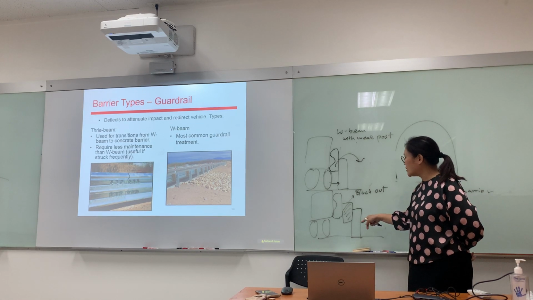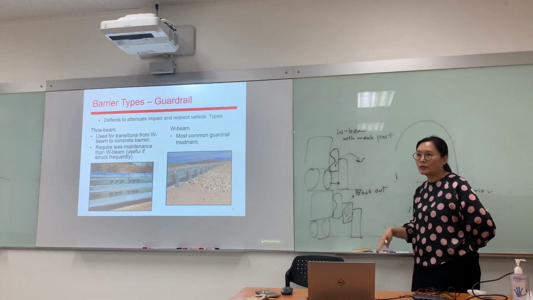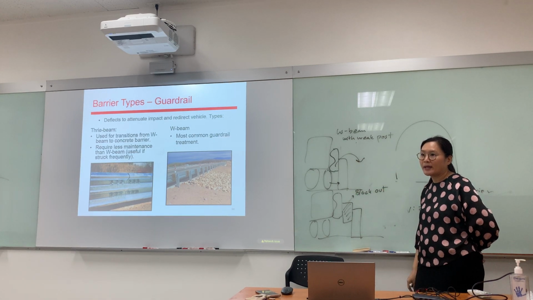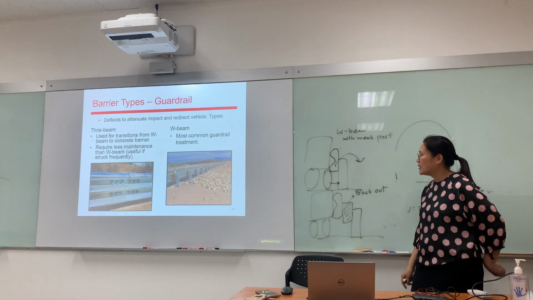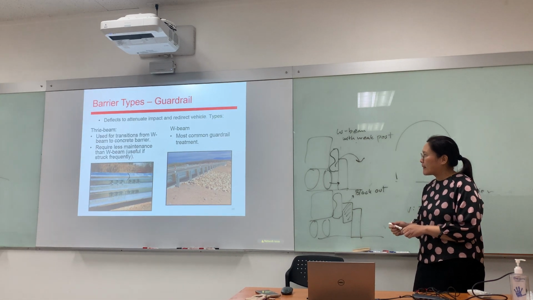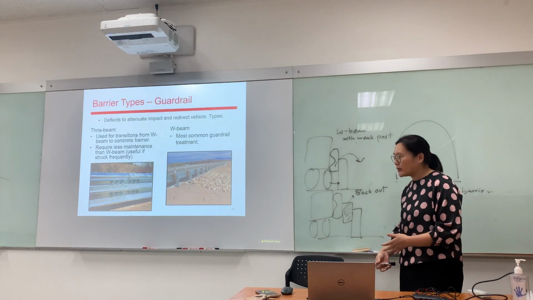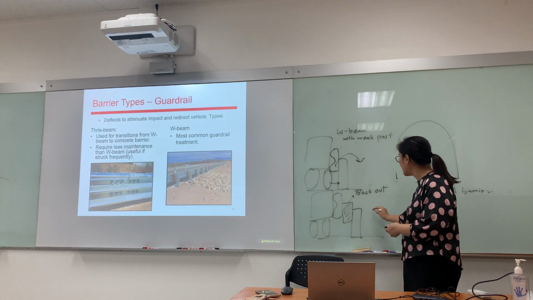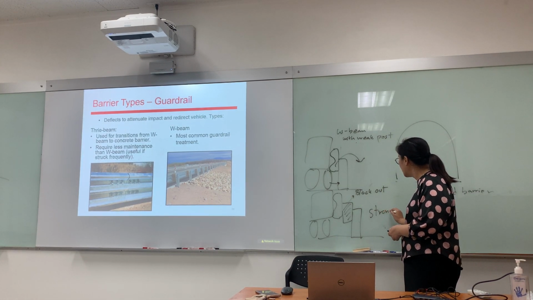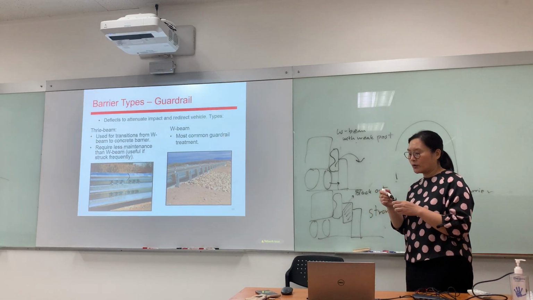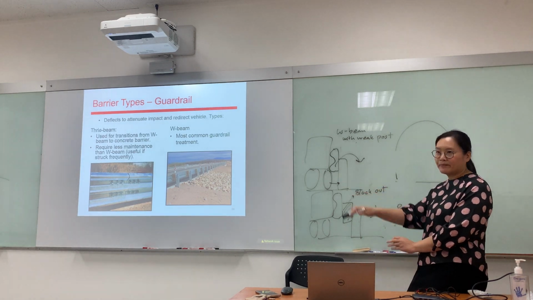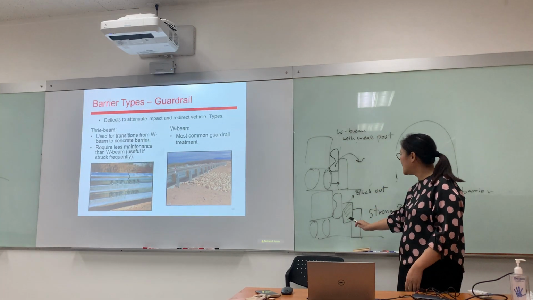So if the post doesn't fall down, then it will still remain upright. That's why there are many types of guardrail. We have W-beam weak post, W-beam strong post. This one we call strong post. Whenever we have the block out, we call it strong post. But for tri-beam, we use only strong post.